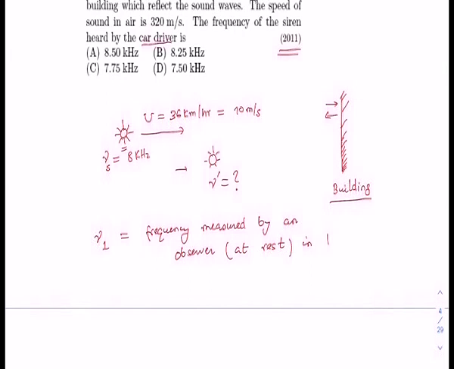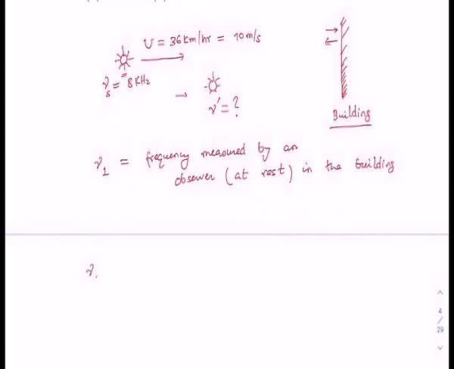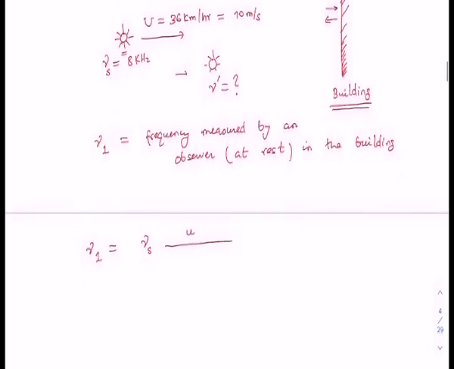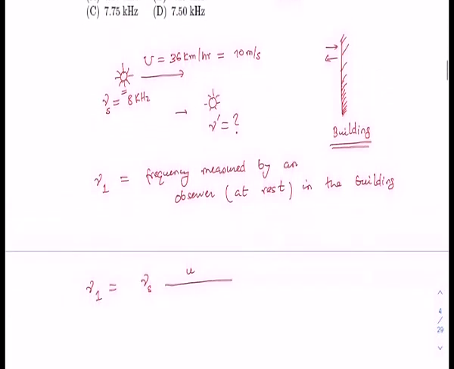Observer in the building. Okay, so let us work it out. Nu 1, the source is moving towards the observer, so source frequency is nu s, that is the siren frequency. Now the velocity of the sound with respect to the building, because the observer is at rest, is simply u. That is the sound, as it is given to be 320 meter per second.